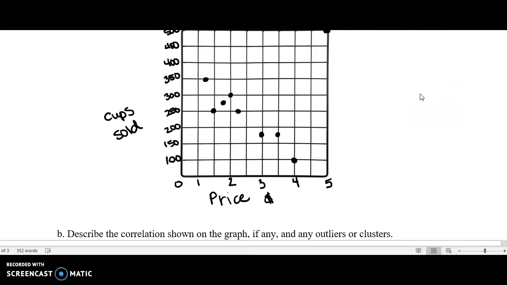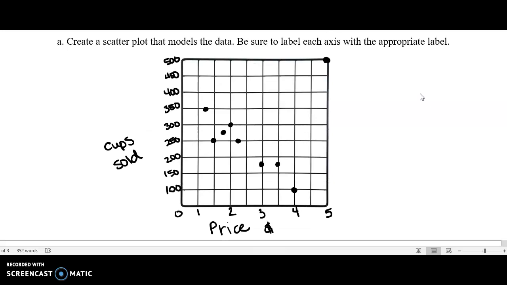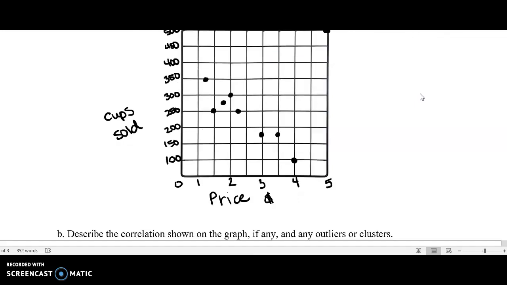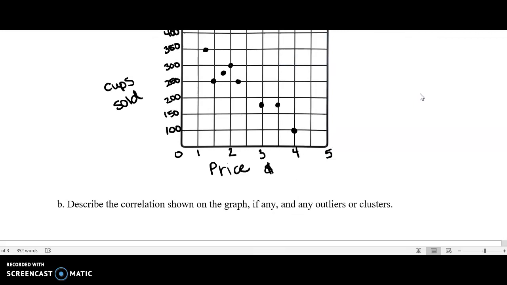Describe the correlation shown on the graph, if any outliers or clusters. So let's start with the correlation here. Does it have a positive correlation, where the price and the cups are increasing together, or as one is increasing, is one decreasing? This has a negative correlation.